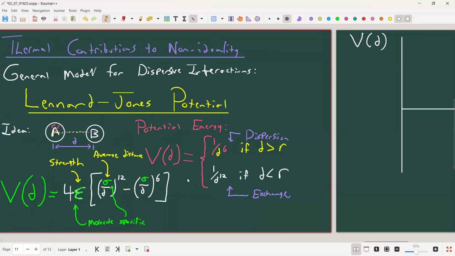All right, so if d is really large, this is a small number. This is a small number. So this whole thing is a small number. This is basically 0. All right, so at infinity, V is 0. At small d, this is a big number, this is a big number. In fact, it goes to infinity. So as d goes to 0, this function goes to infinity.